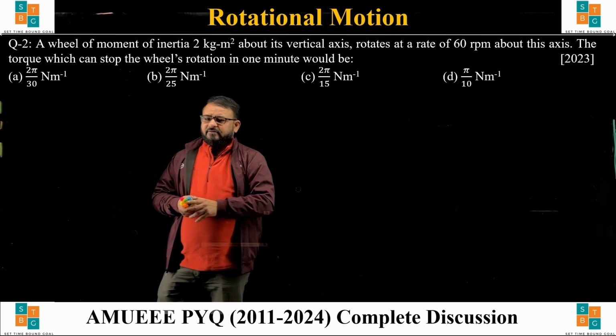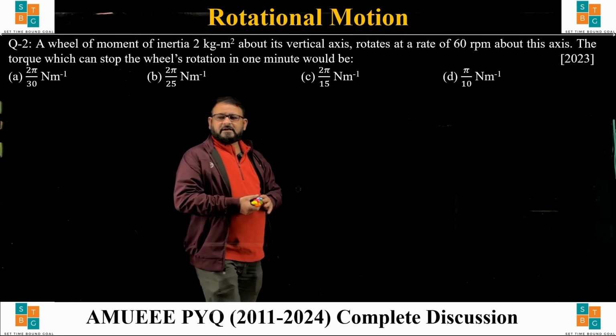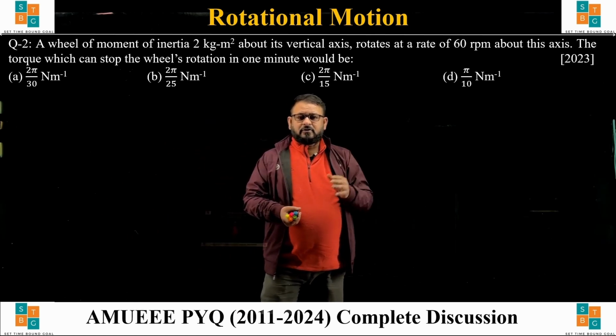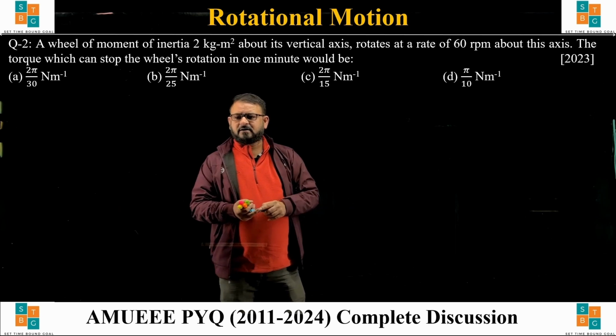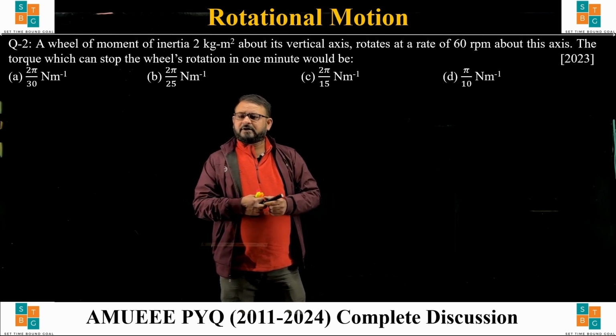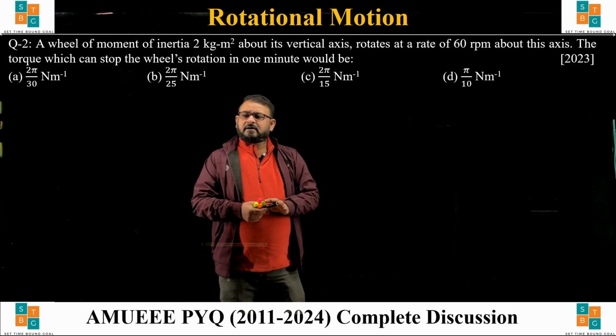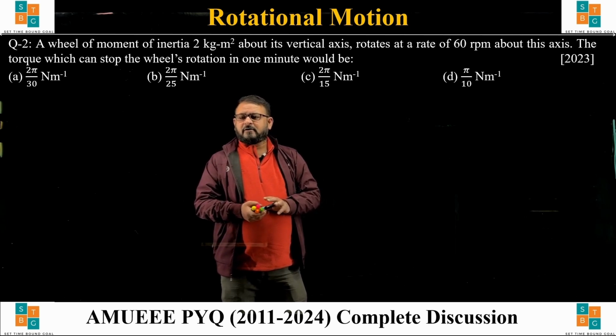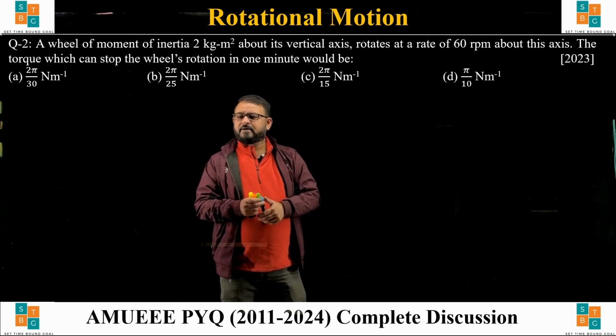Okay, let's have a look at the next question. A wheel with moment of inertia 2 kg per meter square about its vertical axis rotates with 60 rpm. The torque which can stop the wheel's rotation in 1 minute.